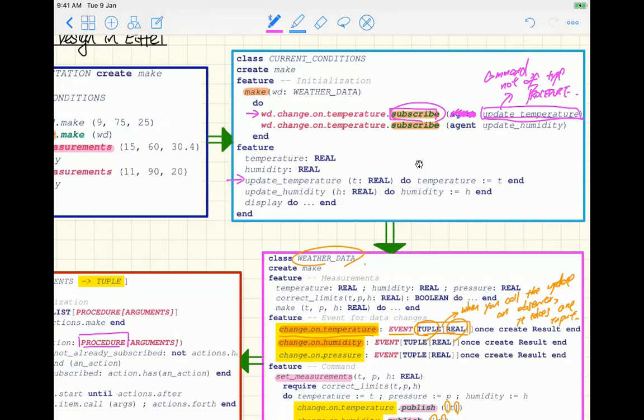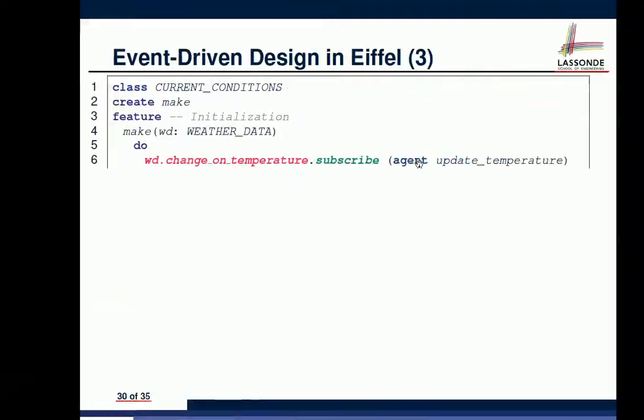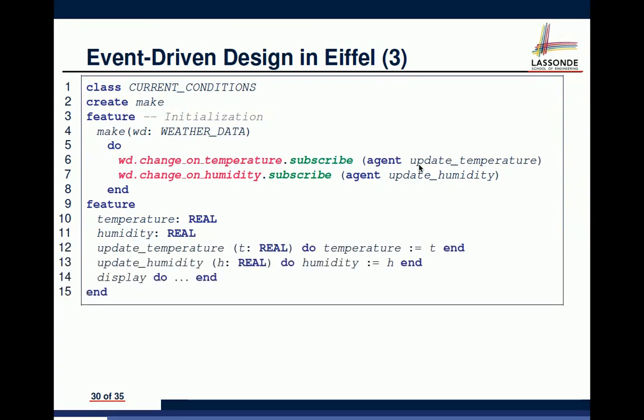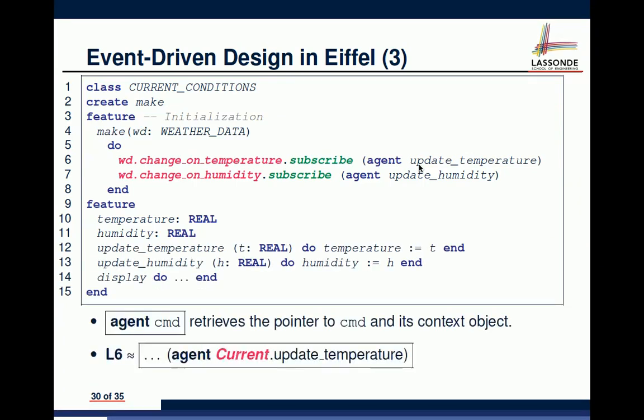So now make sure you put agents after this. So we got just that. It's very short. And then after that, we're going to have our updates, etc., as before. Now here I just have some explanation for you. Whenever you have agents with some commands, that simply means we retrieve the pointer to the command and its context objects, and then just pass them as a procedure. It's as if you say current update temperature, but current can be omitted in this case.